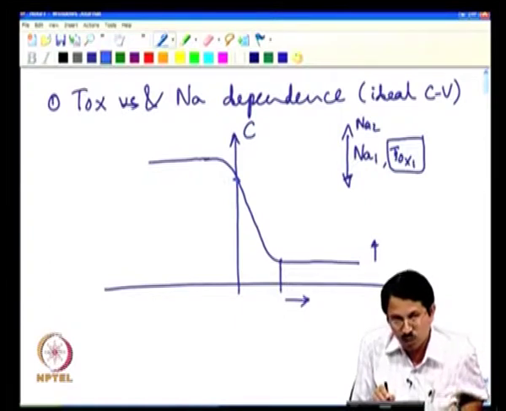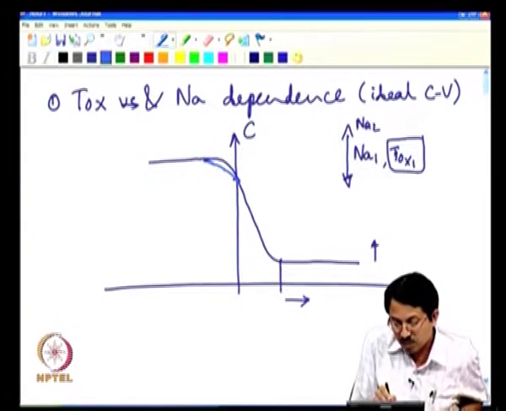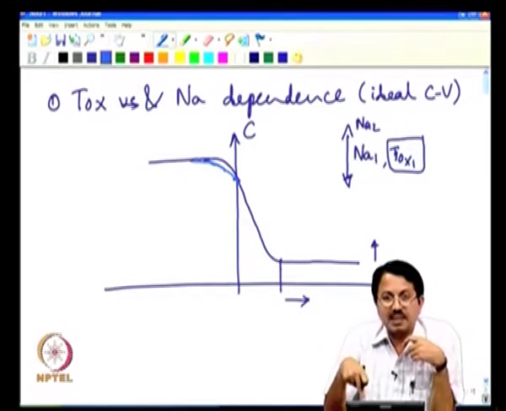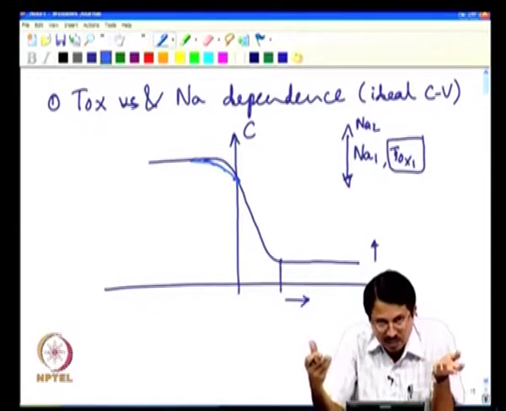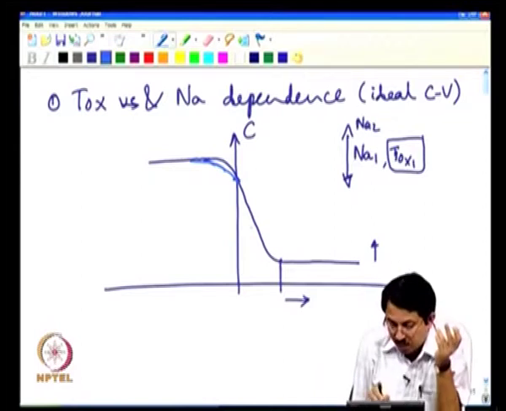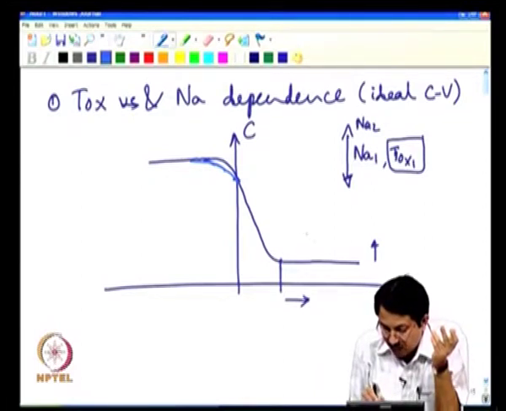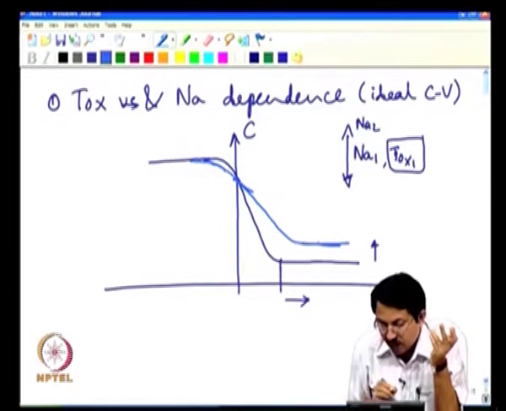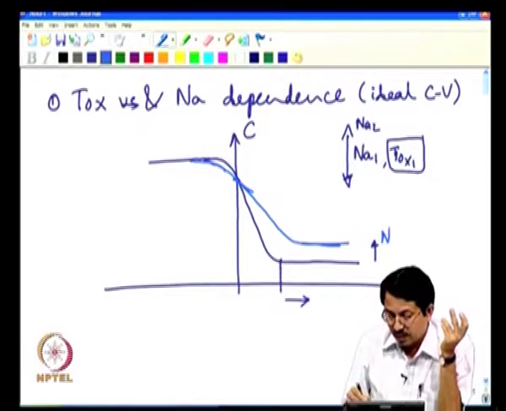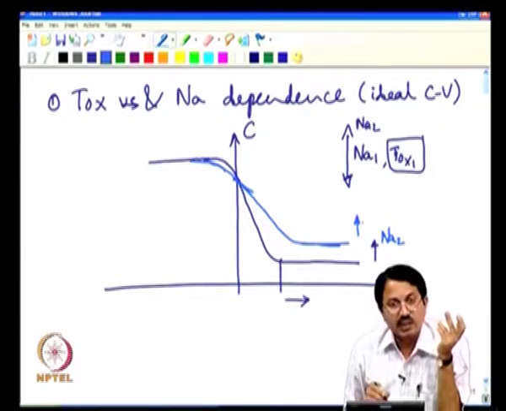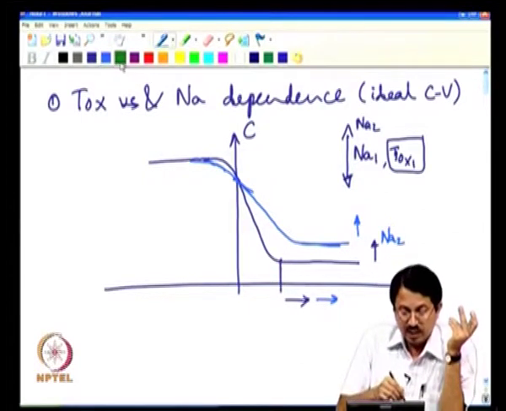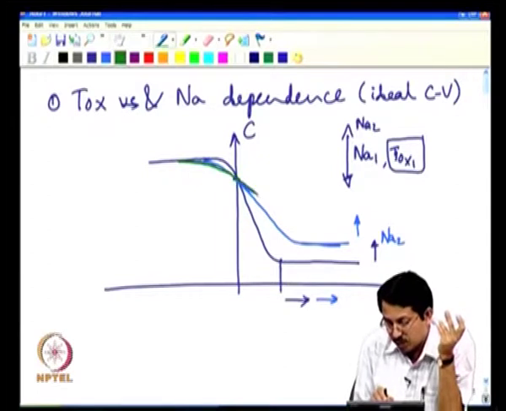If we say that this is a pivot point here, the maximum capacitance will not change necessarily, because maximum capacitance is essentially governed by the oxide thickness. We are keeping oxide thickness constant. But the Vt will shift, and the minimum capacitance will also shift. So, your CV curve will probably look something like this. This is Na increasing, Na2 now. If you increase Na further, the minimum capacitance will increase further, the threshold voltage will increase further, and eventually you start seeing curves which would probably look something like this.